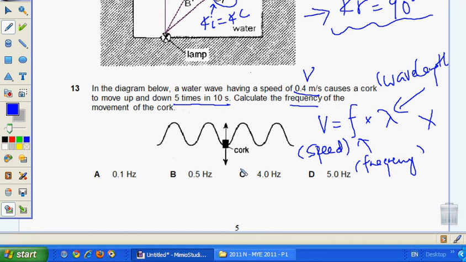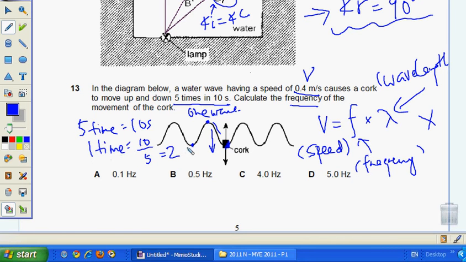So 5 times up and down, up and down, up and down. You notice it goes up and goes down, and that is one complete wave. So up and down is one complete wave, and 5 times is 10 seconds. So 1 time is equal to 10 over 5, which is 2 seconds. So it takes 2 seconds for 1 time.